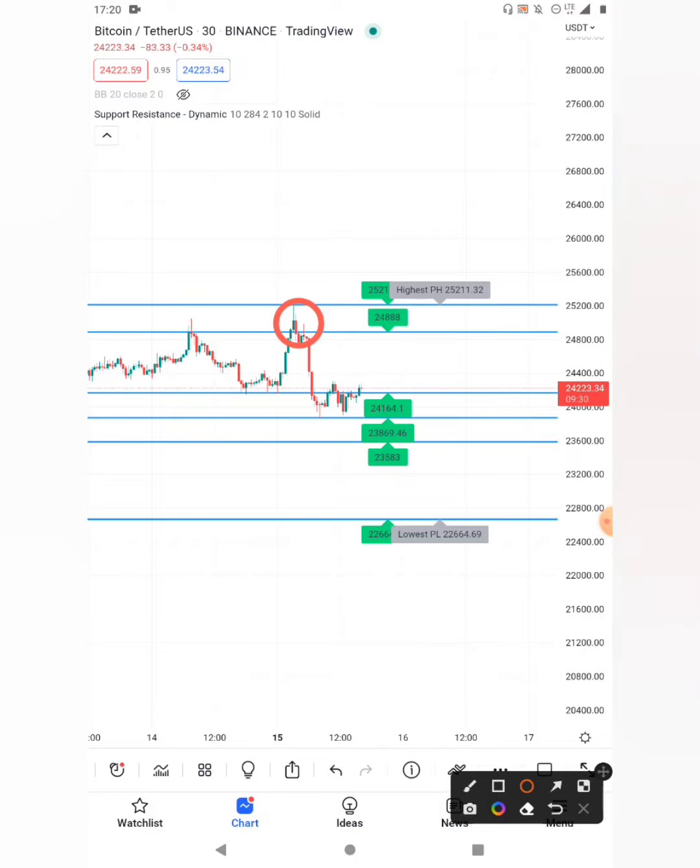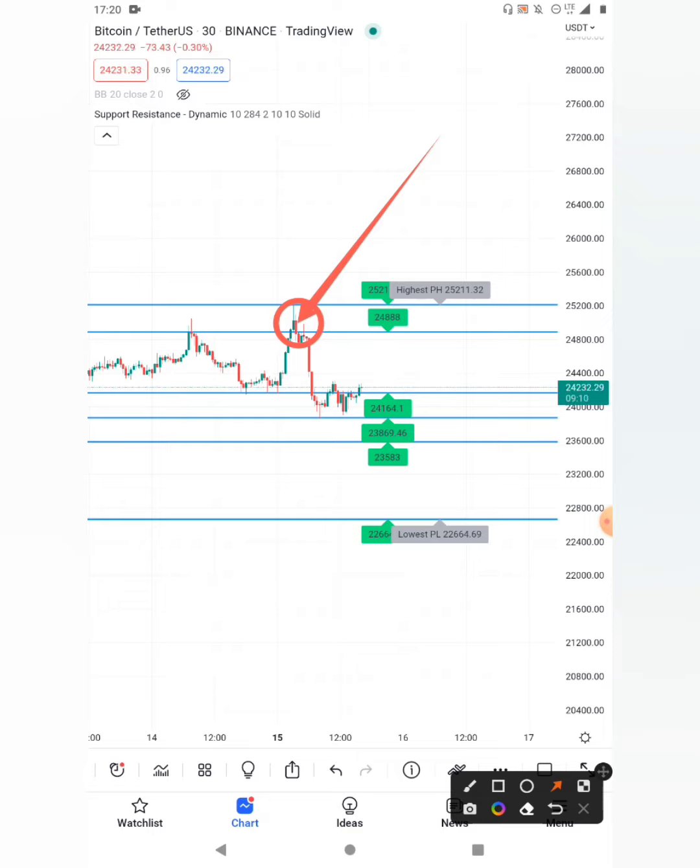You can see there's actually a red candle just after the green candle came up. All right, there's a red candle that came up instantly and broke the support line.